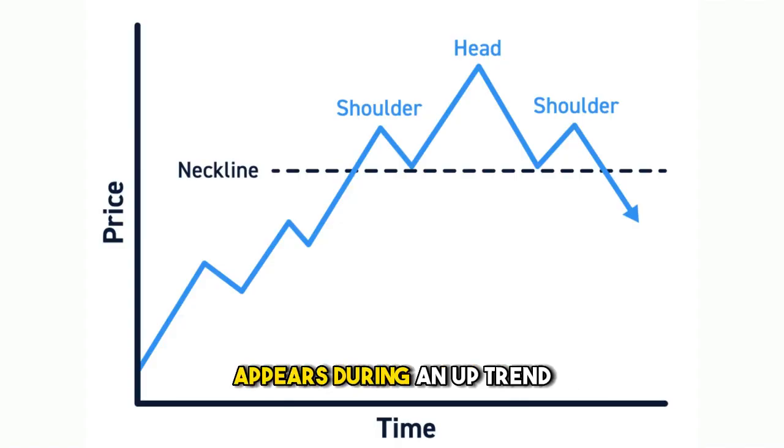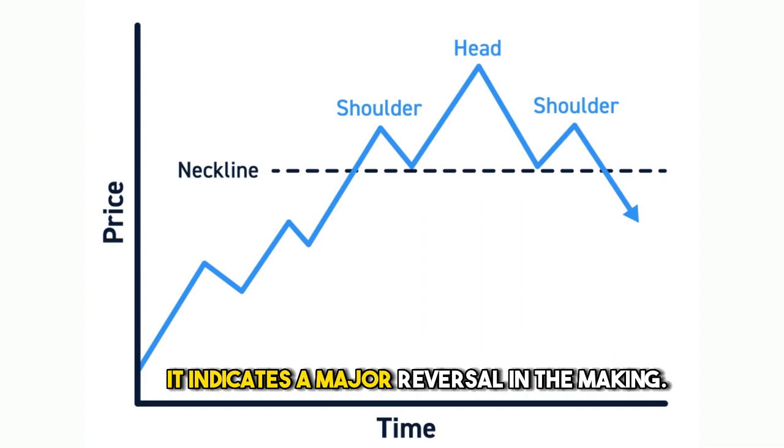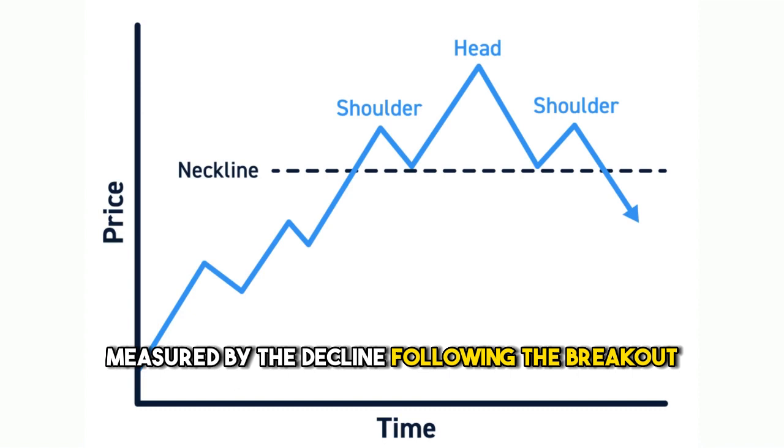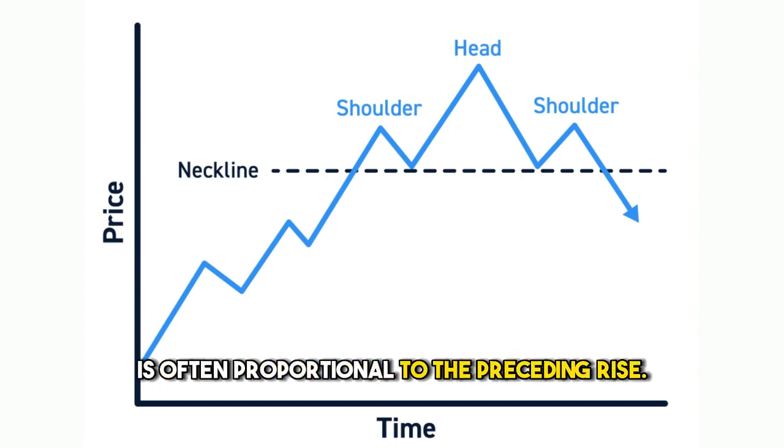When a head and shoulders pattern appears during an uptrend, it indicates a major reversal in the making. The strength of this reversal, measured by the decline following the breakout, is often proportional to the preceding rise.